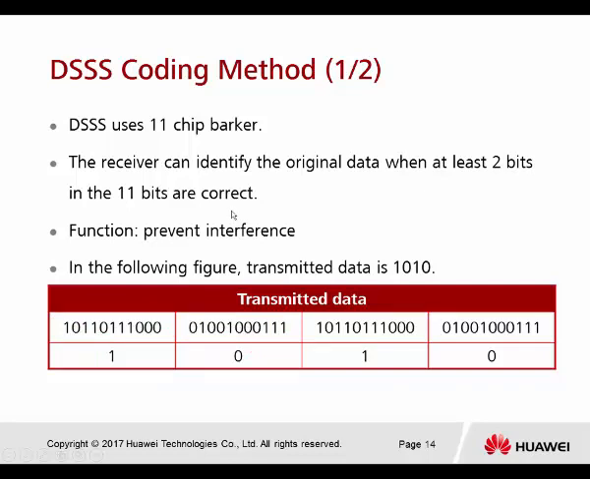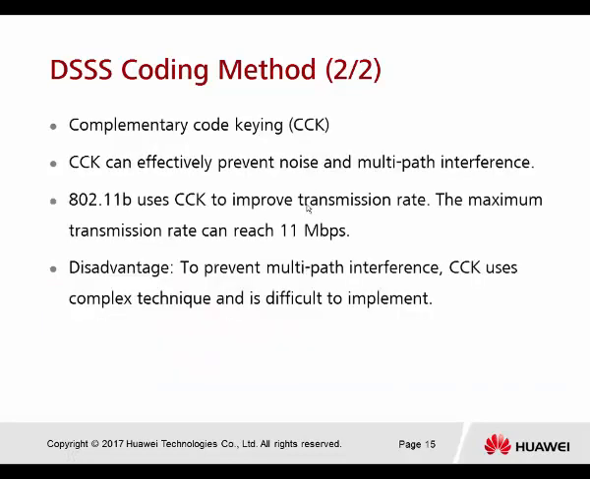Okay, so this is the function of the chip packer to prevent the interference. Then the next one, we have the CCK, complementary code keying. So this one also can effectively prevent the noise and the multipath interference. The CCK actually is more complex compared to just now the chip packer.